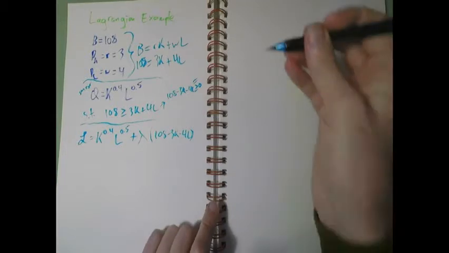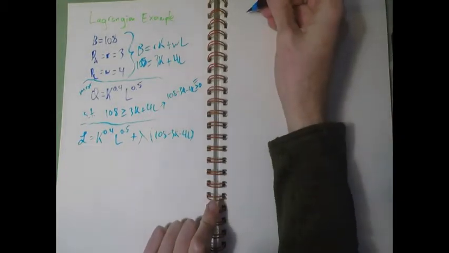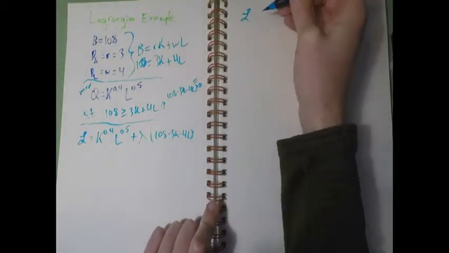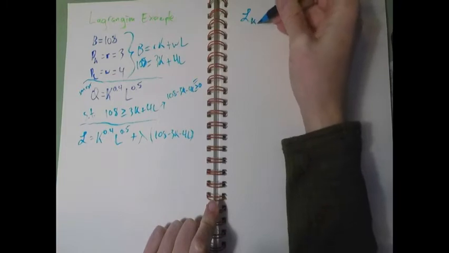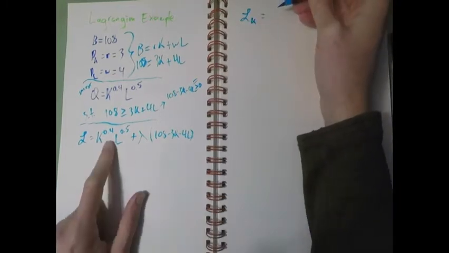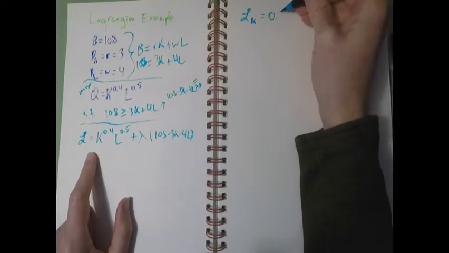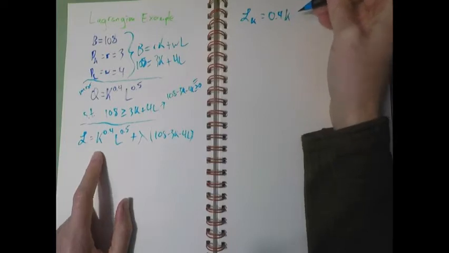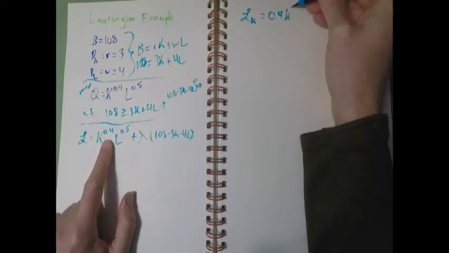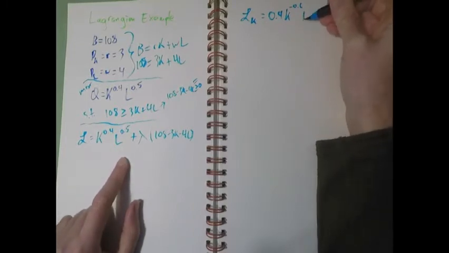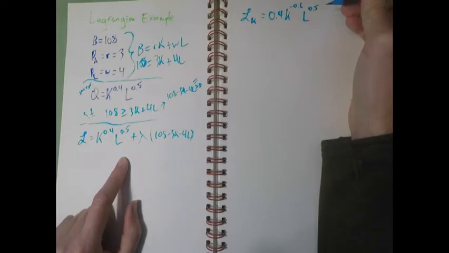Now we go through our basic procedure. So how does L change as we change K? Well, we bring down this term, right? Let me make sure I'm thinking about this right. So we get 0.4 times K to the 0.4 minus 1, which becomes minus 0.6, times L to the 0.5. All right, so far so good.